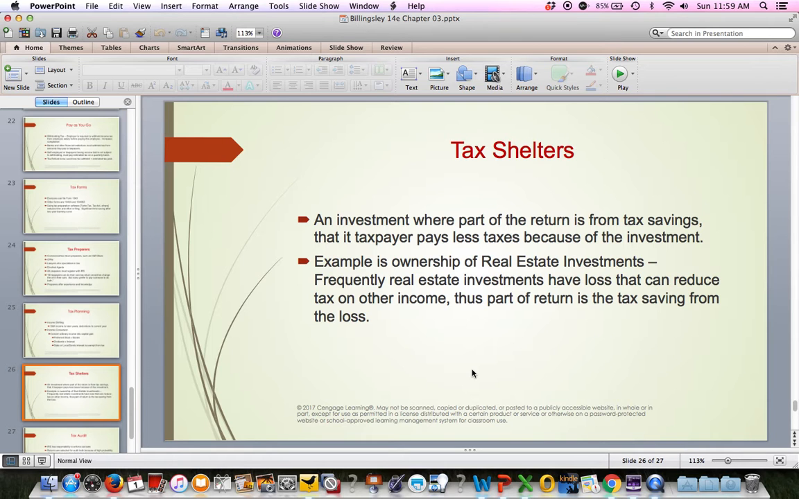Lots of savings investments for retirement are tax shelters, and there's a reason the government wants you to have a savings when you retire. If you've got plenty of money in your retirement accounts, you're in good shape.